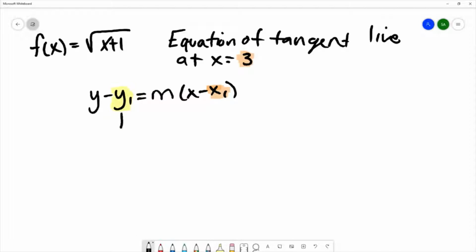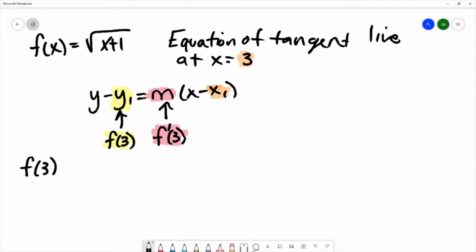We're going to get that by calculating f of 3. That's the y value when x is 3. And we also need to calculate the slope of the tangent line. And we can get the slope of the tangent line by calculating the derivative at x equals 3. So we need the derivative of f, and we need to evaluate it at the point x equals 3. So we need to do a couple calculations first, and then we'll be able to find the equation of the tangent line. So let's calculate f of 3.